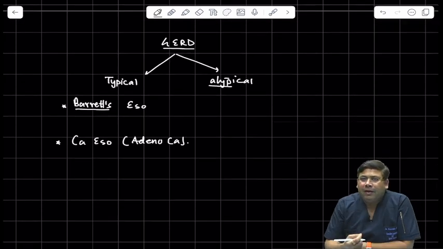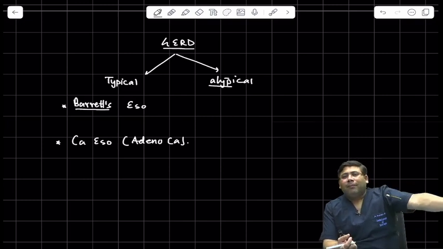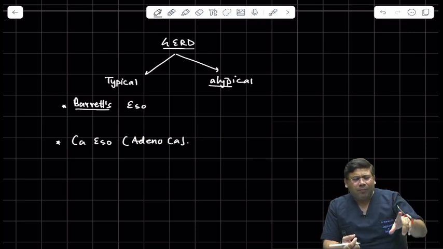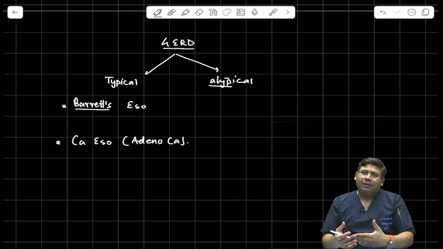Now when we see the mood, why am I talking about mood? Because if you look at last year's NEET-PG paper, you had a question on Barrett's esophagus. I think it was NEET or INI-CET. There was a question on Barrett's. So again the trend has continued.